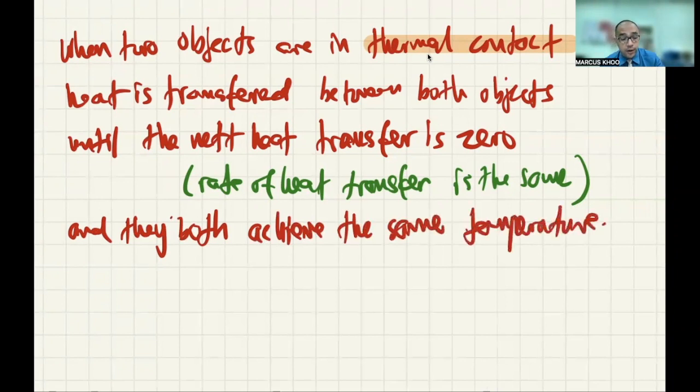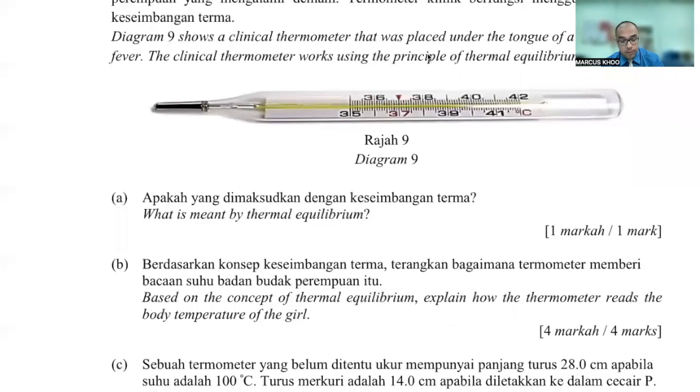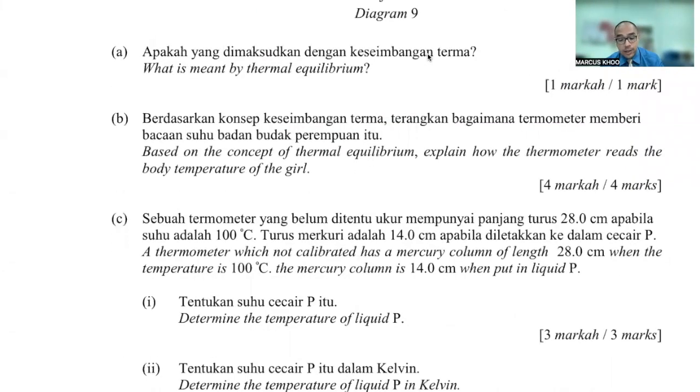Okay, this is a very long definition. First, you talk about thermal contact, and then transfer between both objects, and then the heat transfer, and then same temperature. So it's a very long definition, which has 4 points. So it's not a very easy question. Now, based on the concept of thermal equilibrium, explain how the thermometer reads the temperature of the girl.